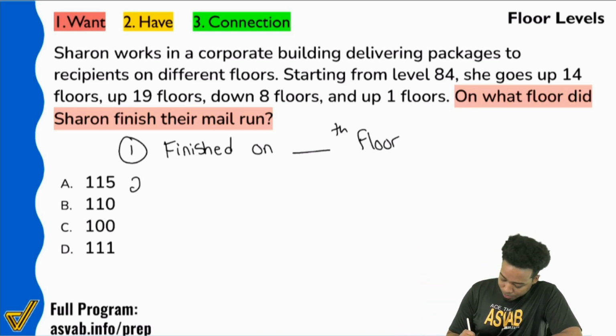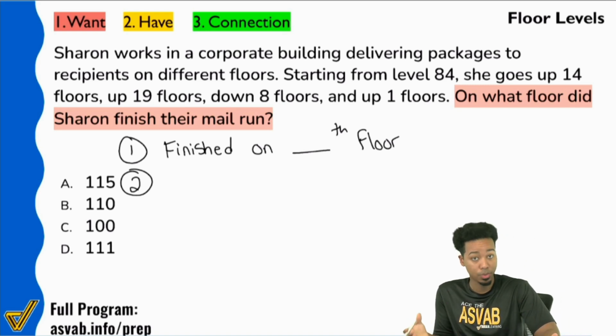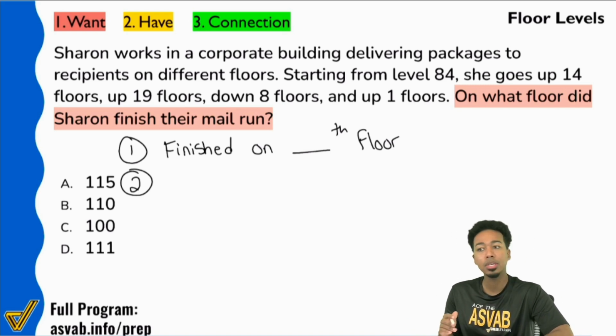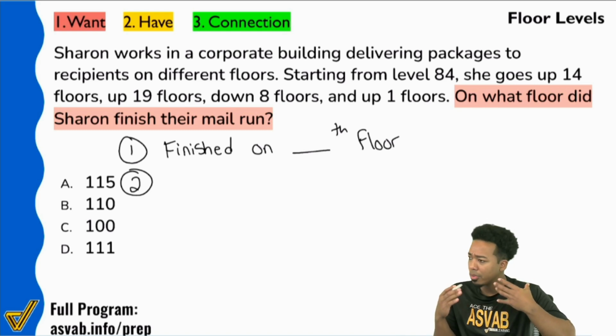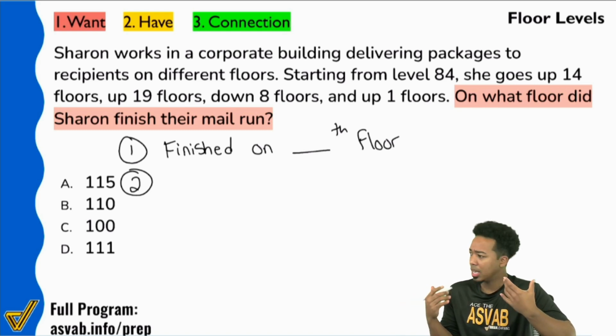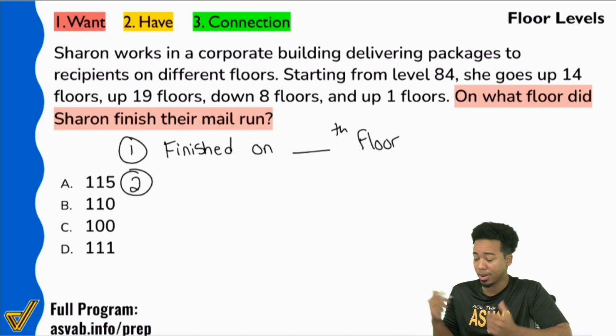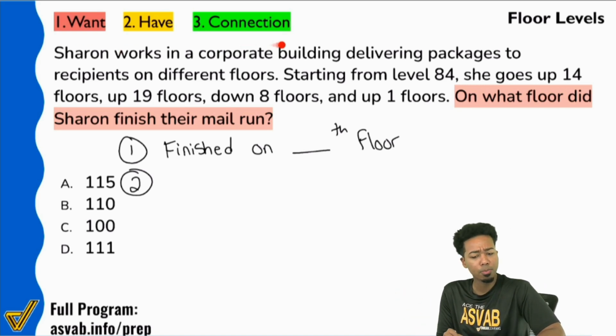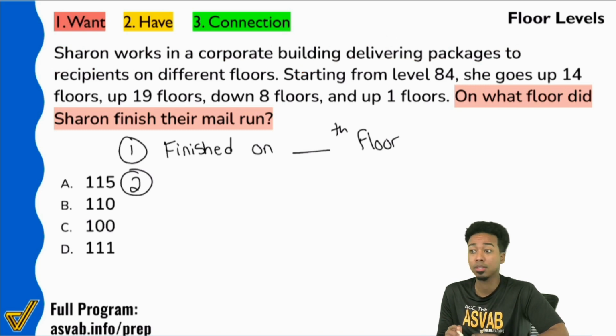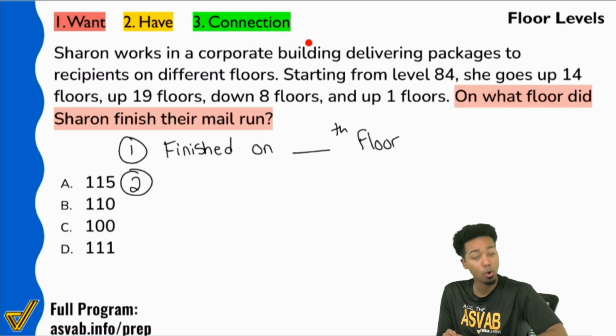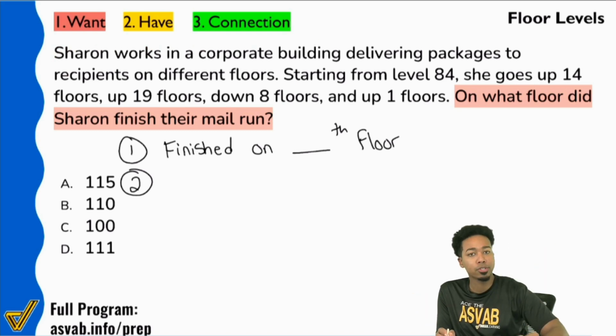Now, number two, let's take a look at the information that we're given. So, let's just go through here. And again, your main goal, something about mail run and floor levels. Let's see what the whole situation is about here. So if I see a number, I don't really care about writing it down instantly. I really want to know what's happening with that number. So let me give you an example right here. So Sharon works in a corporate building delivering packages to recipients on different floors. If you have to reread a sentence, that's totally okay. Sharon works in a corporate building, so think about a big building. Sharon works there. Sounds great.